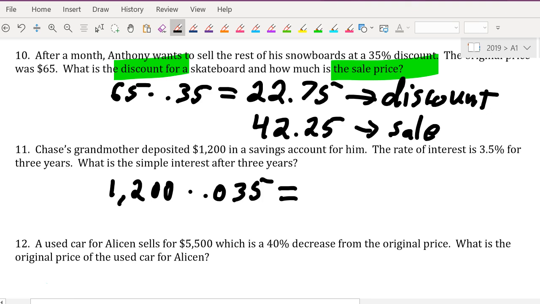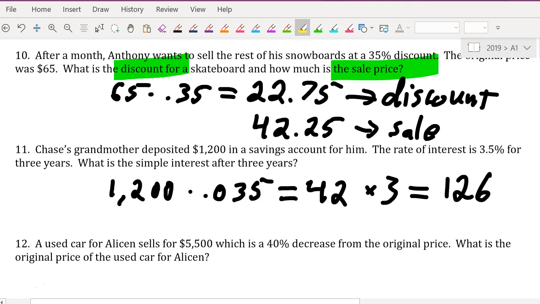$42. Okay, and then we have to times 3 for 3 years, right? And that gets 126. Remember, it was 3 years. And it said simple interest, so we knew we didn't have to do all those other steps.